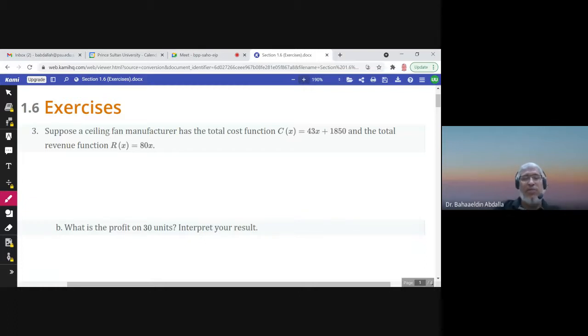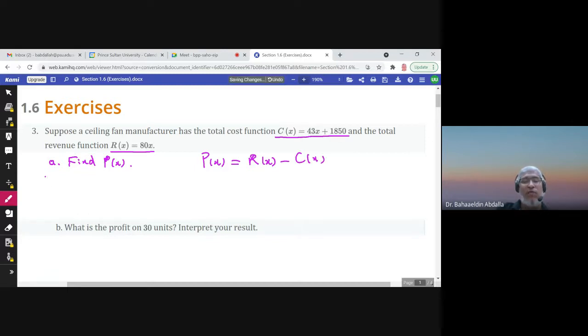Some exercises about section 1.6. Suppose a ceiling fan manufacturer has the total cost function given by this and the total revenue function given by this. The question is: find the profit function. We remember that the profit function equals the revenue function minus the cost function.